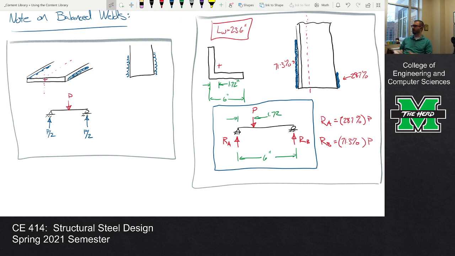Now, PJP welds are a little different. They got a little bit more going on, but again, CJP and fillet welds are the most common. We're not going to worry about anything else in CE414 if that's another question. This is all we're worrying about in here. Any other questions?